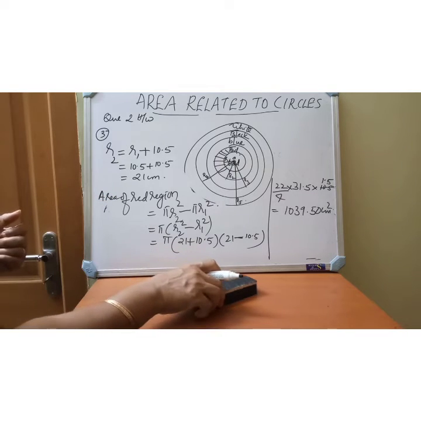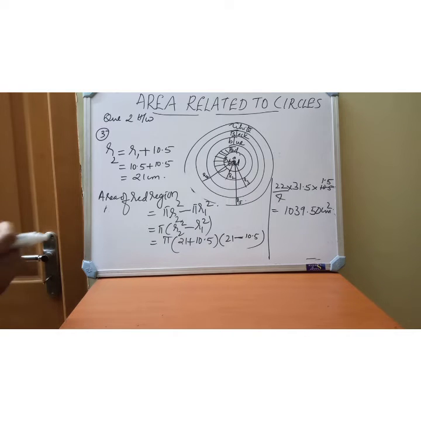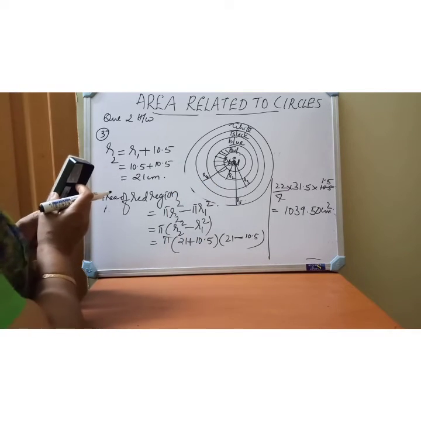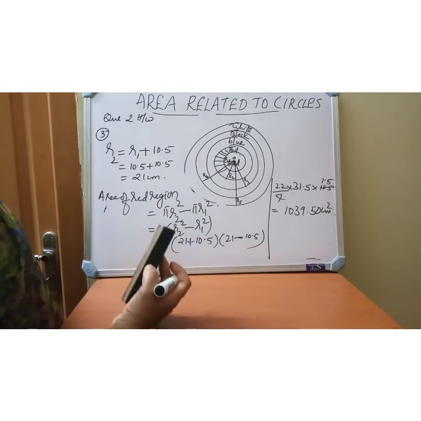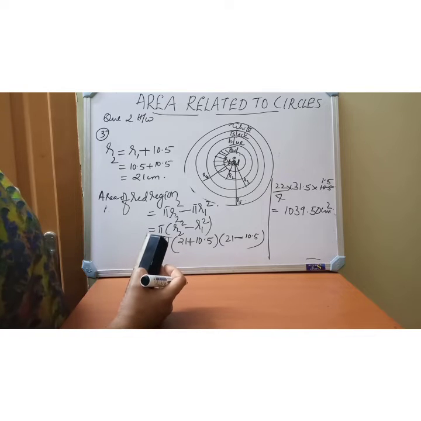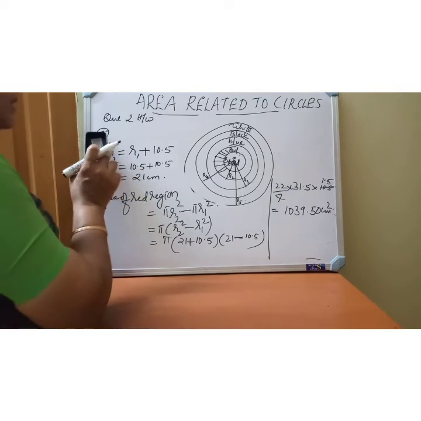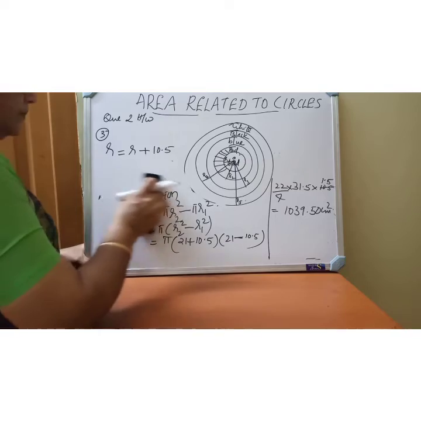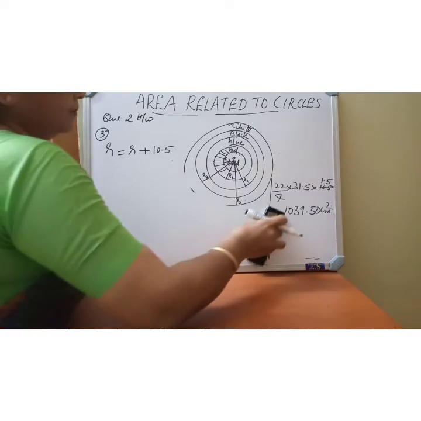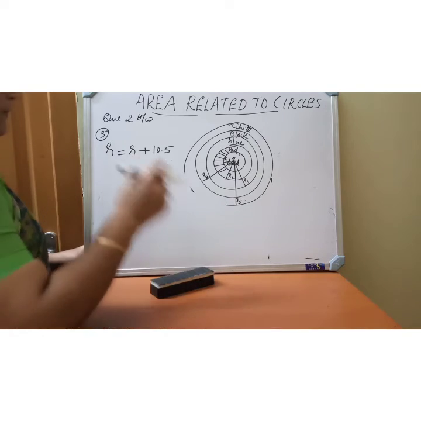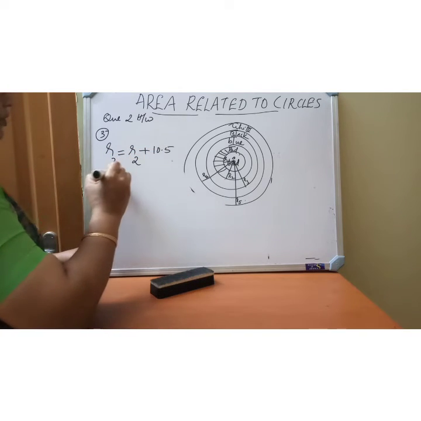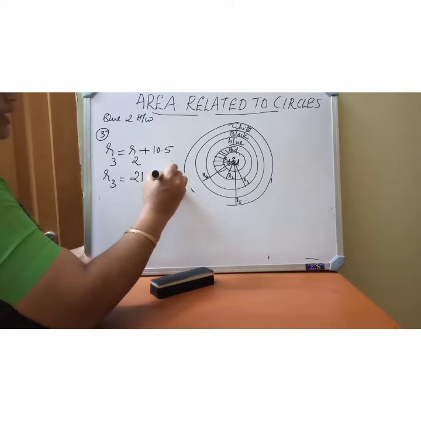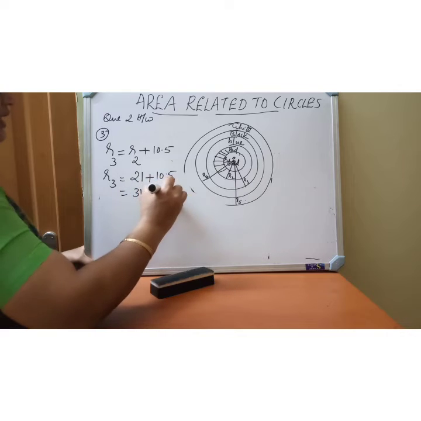What is the area of the blue region? R3 is the radius, isn't it? Center to the blue region boundary is R3. So R3 is equal to, how do we write? R2 plus 10.5, isn't it? So write R3 is equal to R2 plus 10.5, that is R2 we will get 21 plus 10.5, that is 31.5 centimeter.